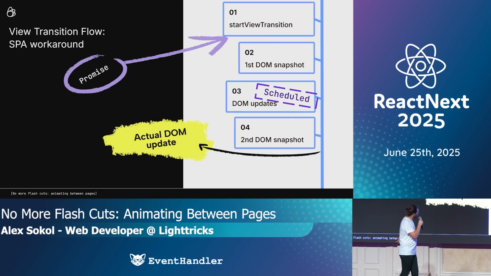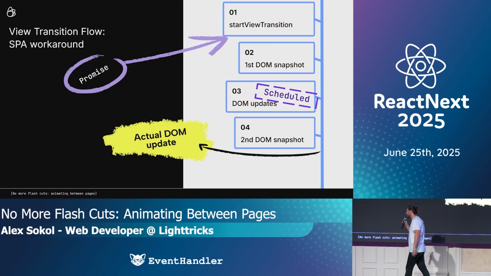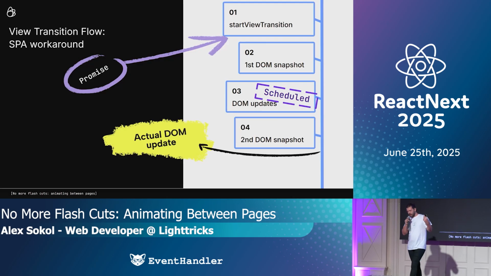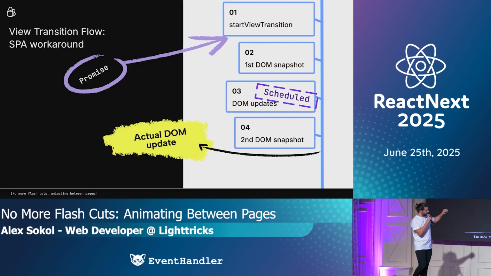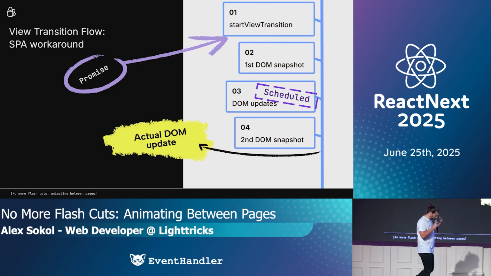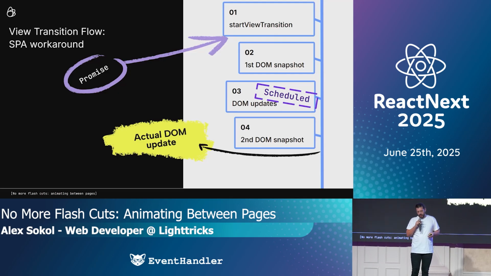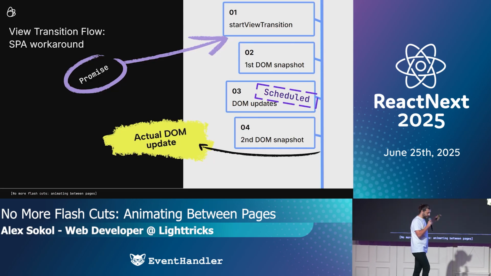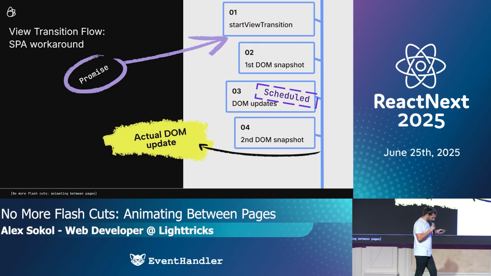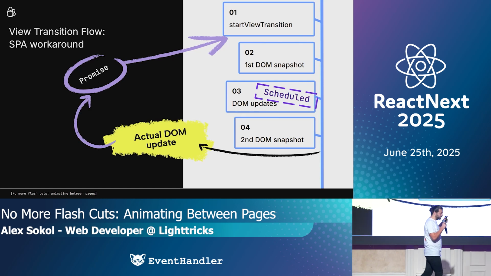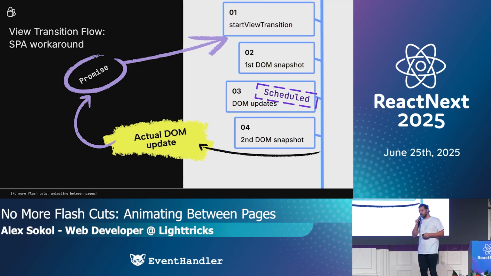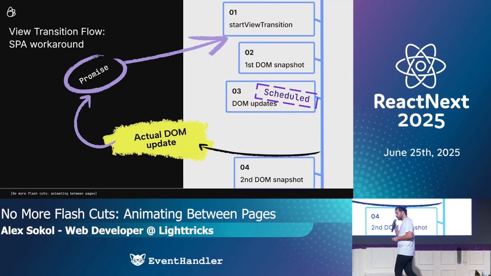Well, as I mentioned, start view transition actually works with async callbacks. So that means we can return a promise from it, a promise that will be awaited, and only after this promise resolves, the browser will take the second snapshot. Well, that sounds just like what we need. So we need to create some promise, return it from start view transition, await the actual DOM update, and once the navigation is complete, resolve it. And that will tell the browser to wait and take the second snapshot only when we are on a new page. And that actually works.